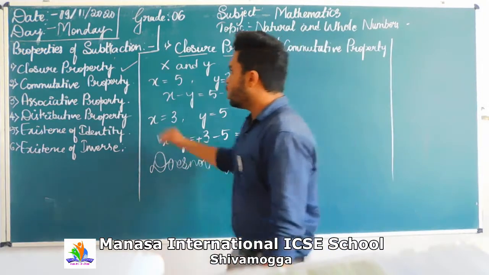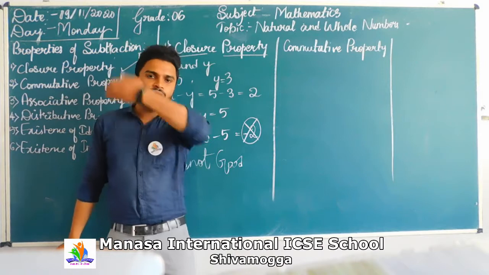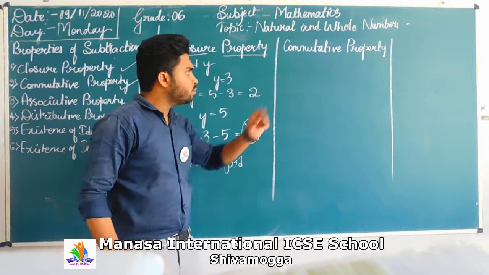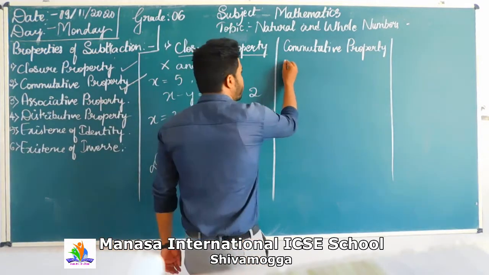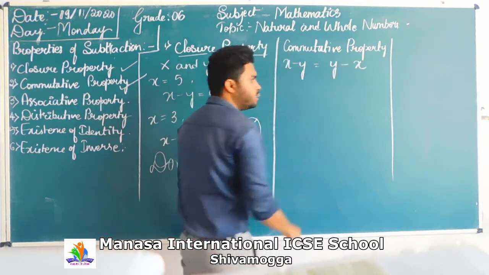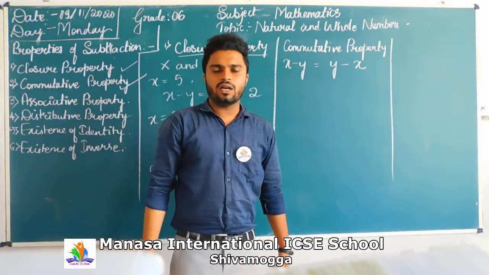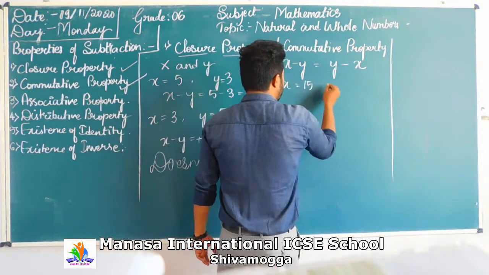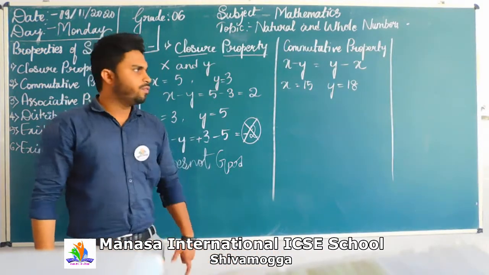Now coming to the second property, the commutative property. I'll show you how to do it. What is the commutative property? You write it in reverse: x minus y should be equal to y minus x. Now take any numbers: x is equal to 15 and y is equal to 18.